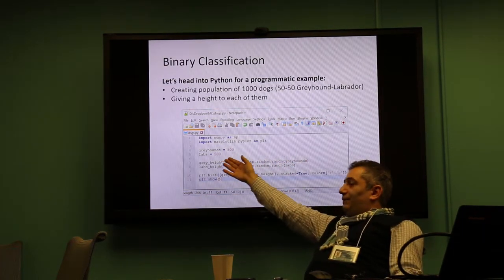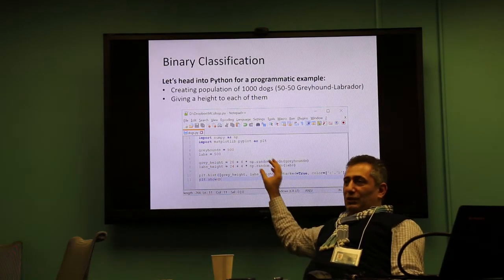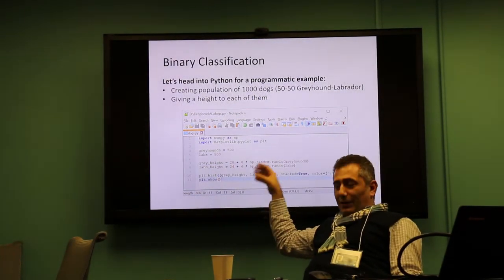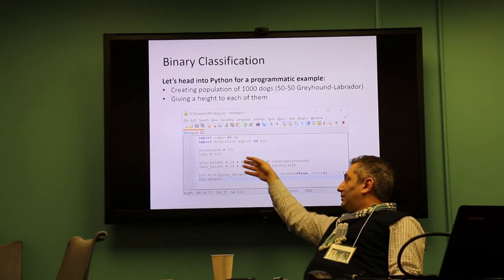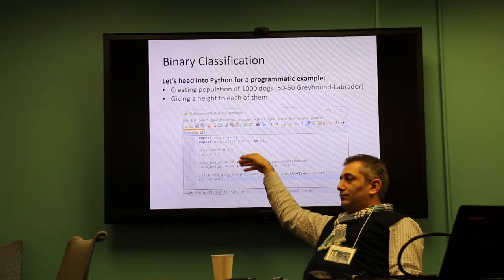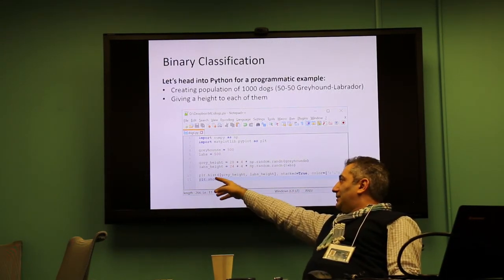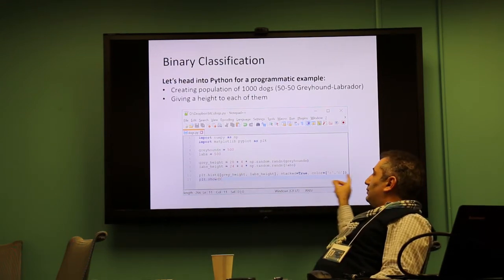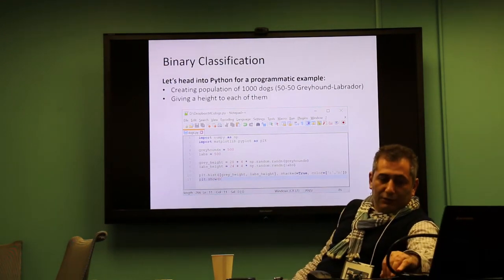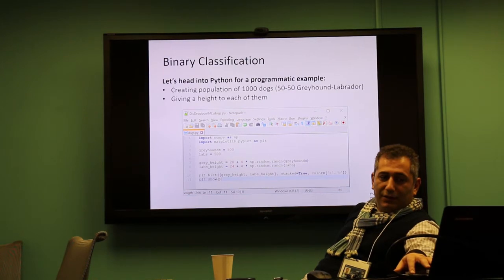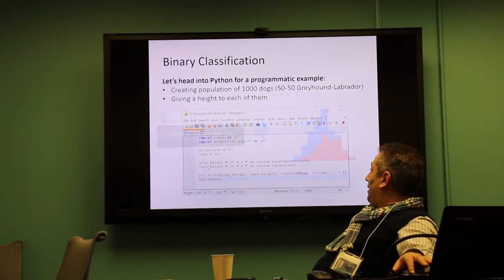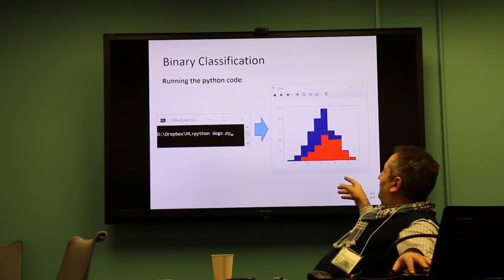We say 500 of each. So we generate 500 of each type, right? And then we say, okay, let's just draw a graph for us, a histogram. And that's the graph that we receive.